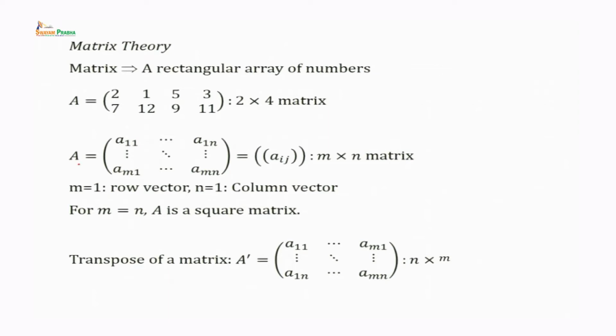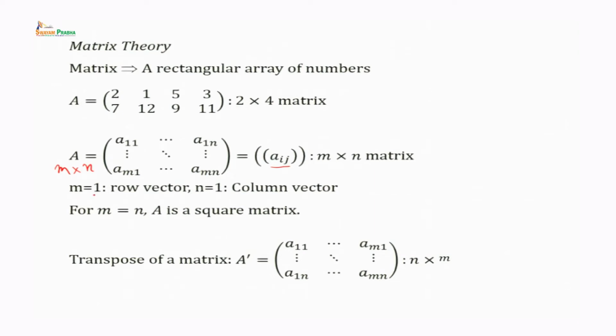Or suppose capital A is a matrix with elements aij's, meaning a11, a12, so on a1n, and so on am1, am2, amn. Then A is an m cross n matrix. It has m rows and n columns. Sometimes we also denote it by double bracket aij. This aij denotes the ijth element of A. So, this is an m cross n matrix.